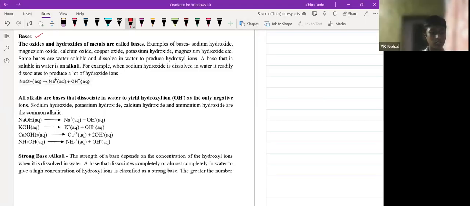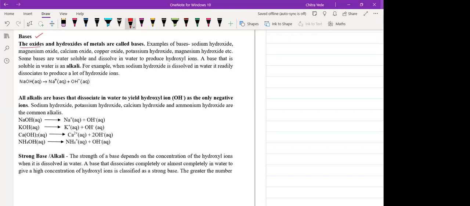The oxides and hydroxides of metals are called bases. So metallic oxides and metallic hydroxides are both basic in nature. We have already gone through that. Examples of bases include sodium hydroxide, magnesium oxide, calcium oxide, copper oxide, potassium hydroxide, magnesium hydroxide, etc., which are nothing but metallic oxides and metallic hydroxides. So they are basic in nature.